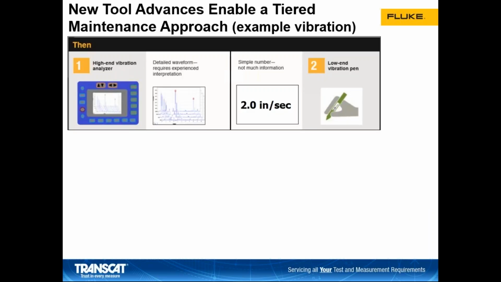Now, let's look at this tiered approach using tools, and I'm going to use vibration as an example. For the past 30 years, we've only had two tools, the high-end analyzer and the low-end vibration tool. The high-end analyzer was quite often too much because it needed an expert and it required a lot of analysis, and the low-end tool was too simple and it didn't give us any information.